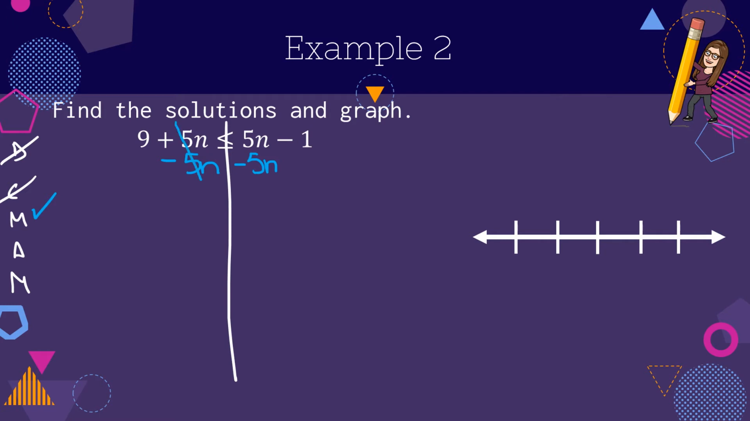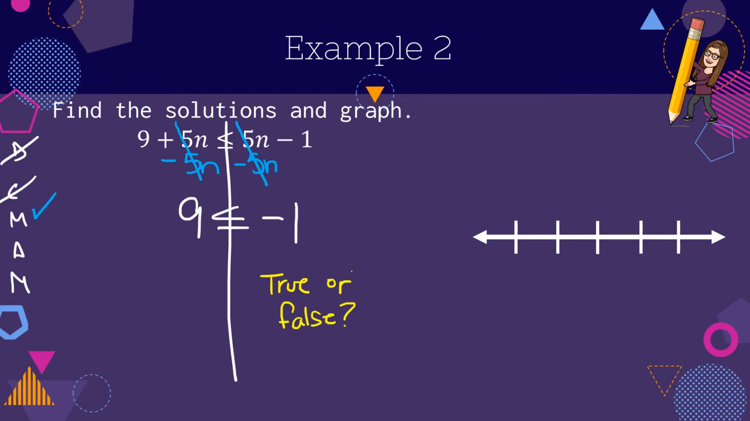Oh, so it goes away there like it should, but it also goes away here. Still follow the steps. Falls down, falls down, falls down. We have no letter left. Remember, from equations, that means this is special. So we're at the point where we need to decide, is this true or false?